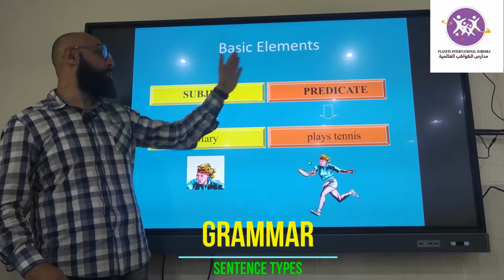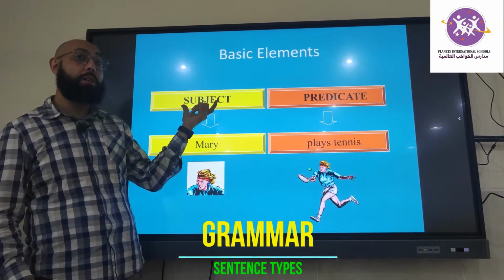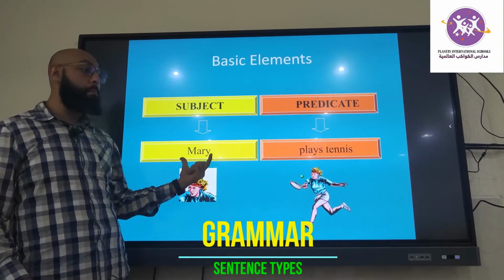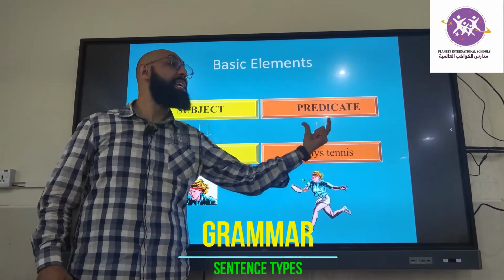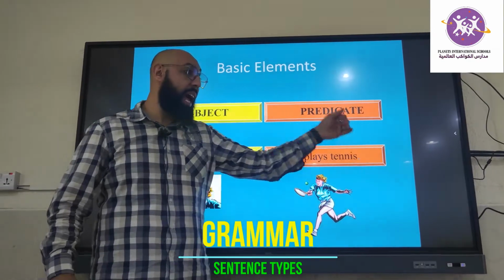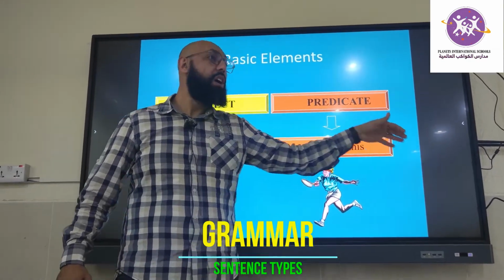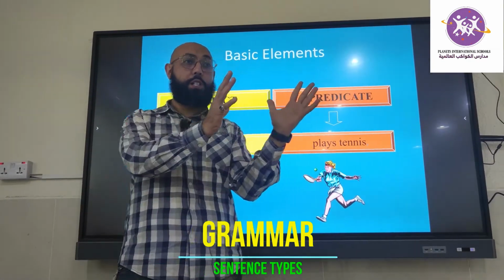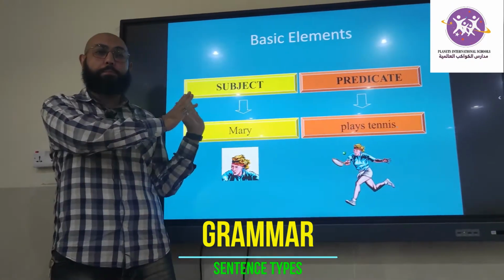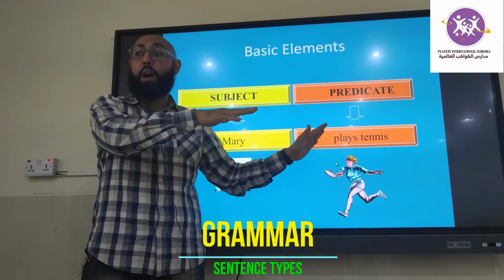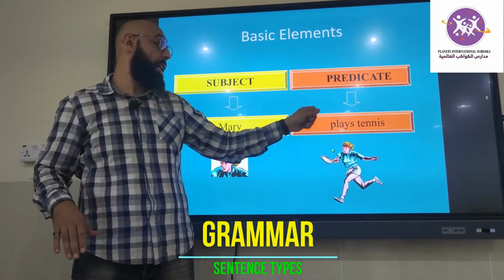Basic elements: subject, predicate. So there's an example. Subject, just like Mary; predicate, like plays tennis. Guys, plays tennis, and even if it has some more details, all of this bunch of words is called just one thing, predicate. So the subject is the main part, and there's another main part, which is called predicate.